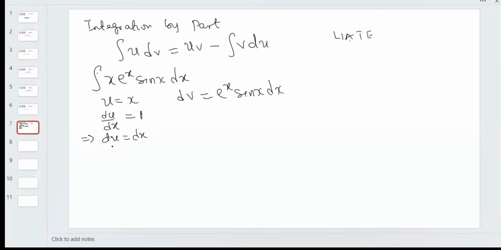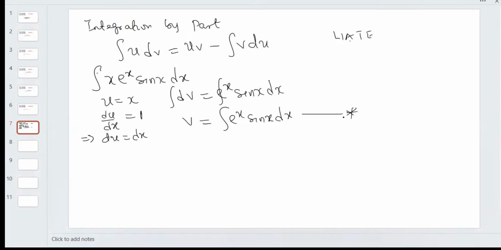Then I go ahead to find the value of v, because I need v to be inputted into the formula we have above. To get the value of v, I'll have to integrate both sides of this equation, such that v equals the integral of exponential x sin x dx. All right, so you cannot get a straightforward answer to this. The way you integrate sin x and you get minus cos x, or you integrate cos x and you just get sin x, you do not have just a direct answer like that. So we have to actually solve this part of the equation again.